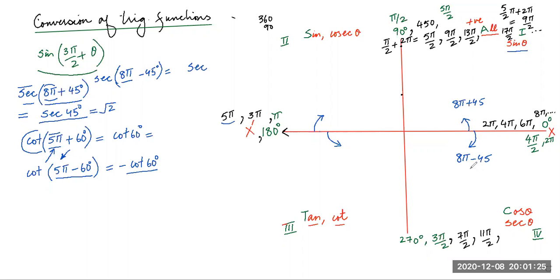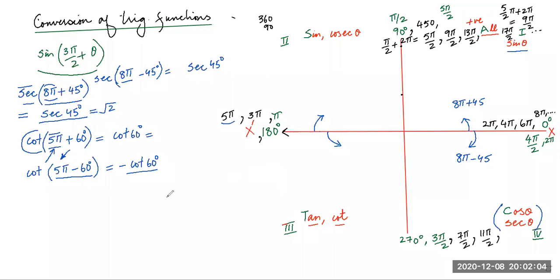In the fourth quadrant, now I will see whether secant theta is positive or negative. Come on Ishma. It's written here: cos theta and secant theta are both positive in the fourth quadrant. So it will be secant 45. Very simple. Okay, so we have done all the conversions on the x-axis.